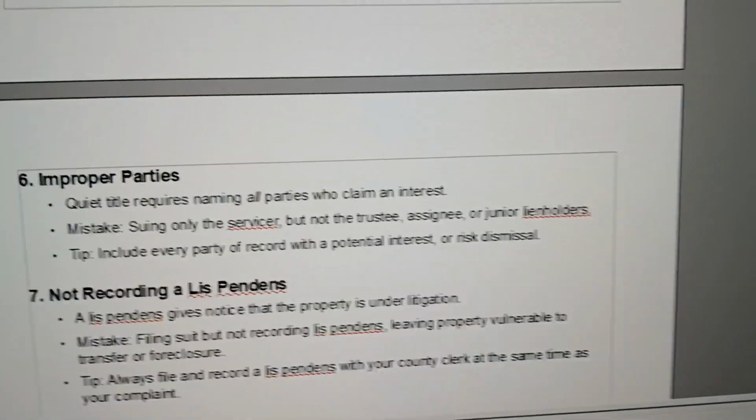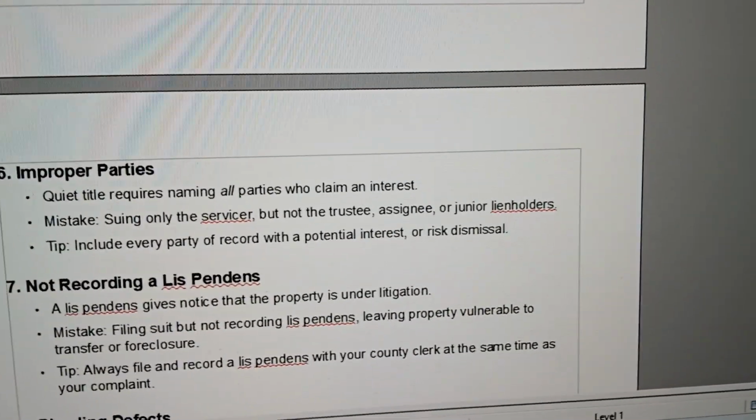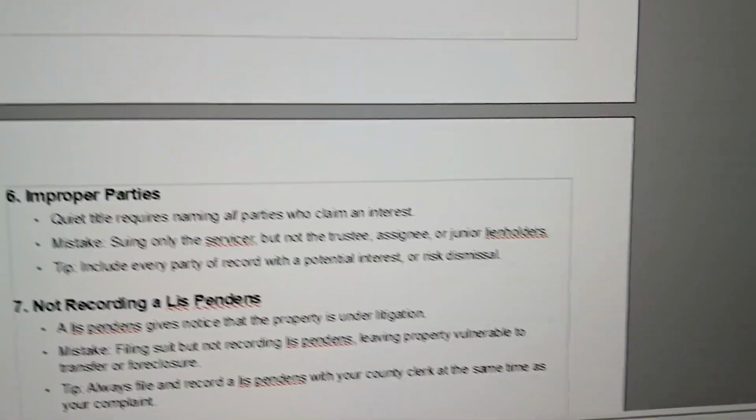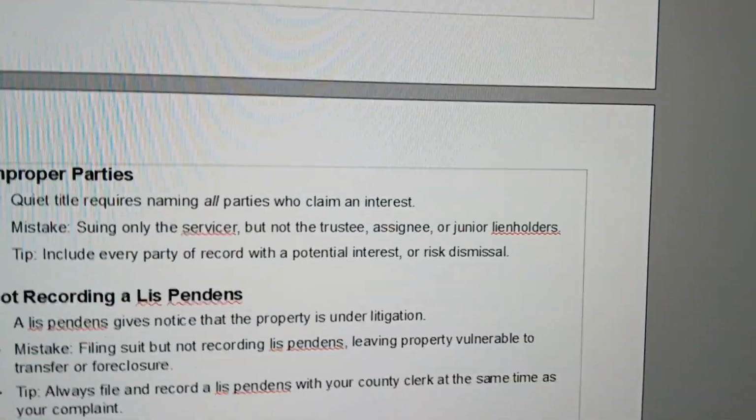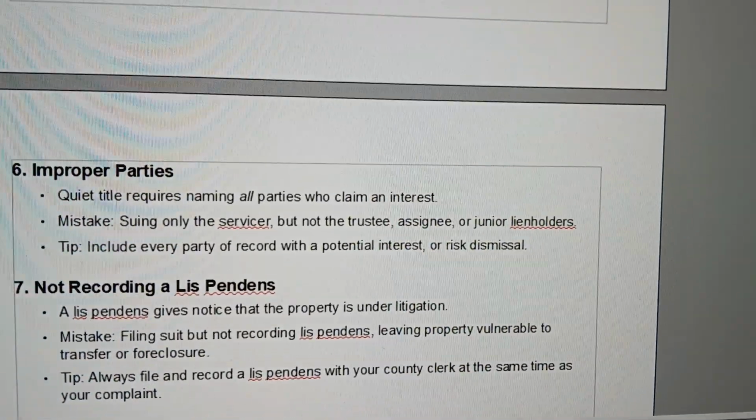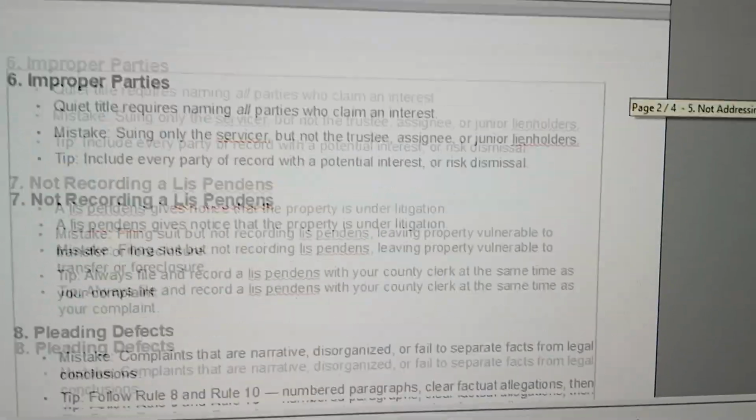Okay, so when you file your complaint in federal or state court, you go down to your county recorder of deeds to file your lis pendens. And there should be a blank on the lis pendens to put your docket number on there.